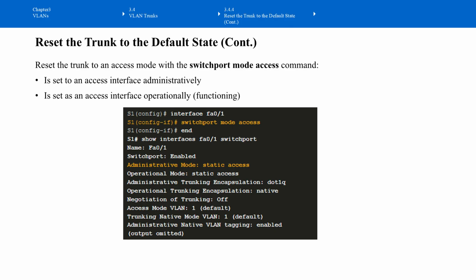So again, we enter this interface by using the command interface Fa0/1, switchport mode access, and end. Now we use the show command. As you can see, the administrative mode is static access. The operational mode is also static access. The access mode VLAN is VLAN 1. Trunking native mode VLAN is also 1 by default.